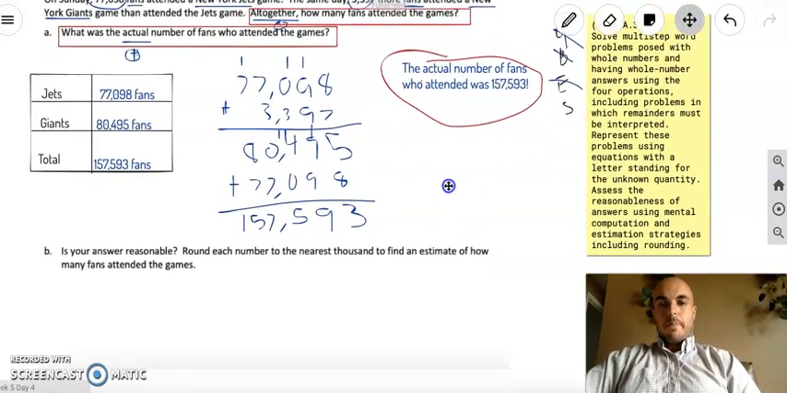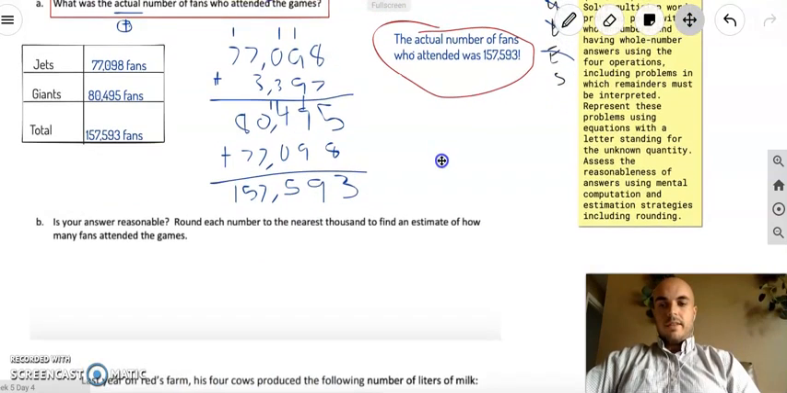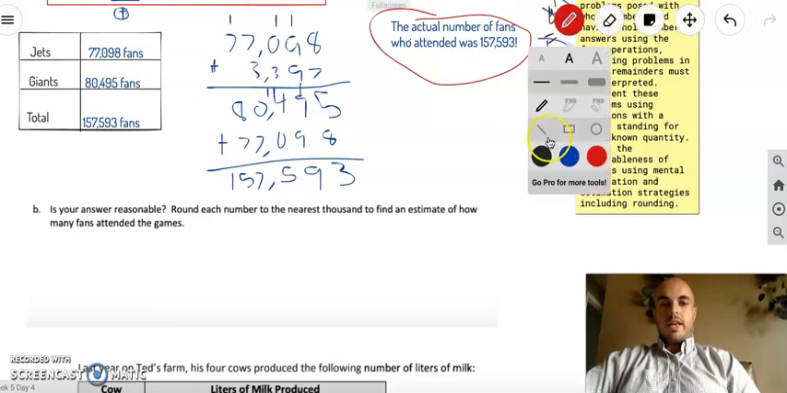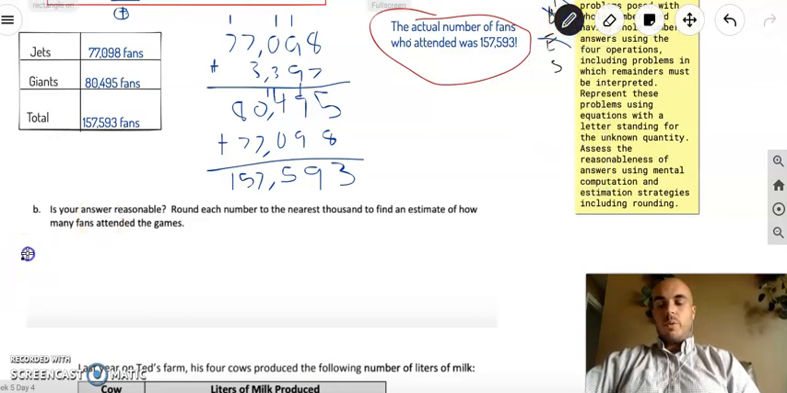Let's look at part B. So part B is asking, is our answer reasonable? Round each number to the nearest 1,000 to find an estimate of how many fans attended the games. So now I'm going to round these numbers in a way that we can check to see if this is a reasonable number. It's almost in a way just kind of using rounding to double check our answers.